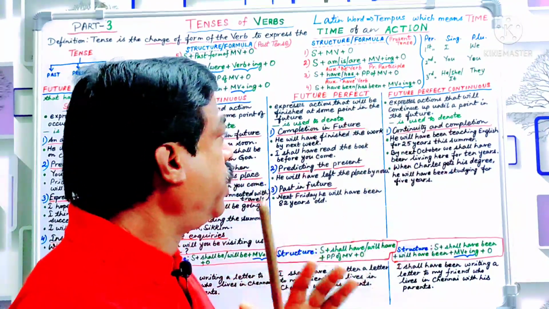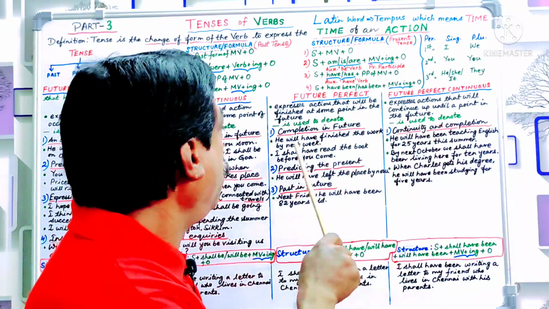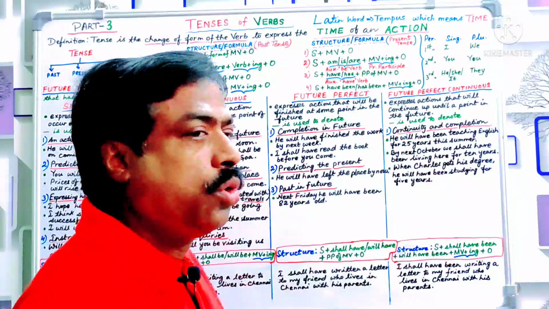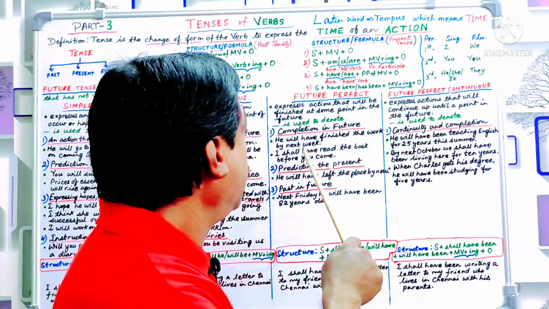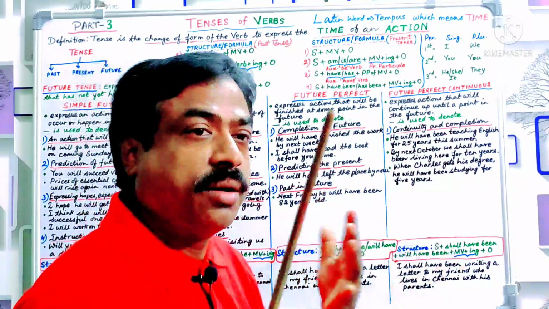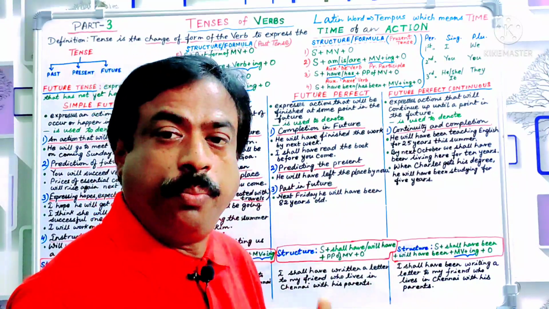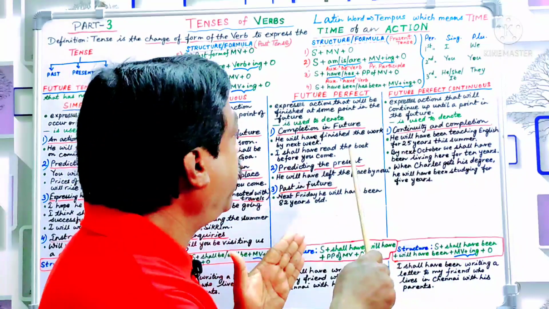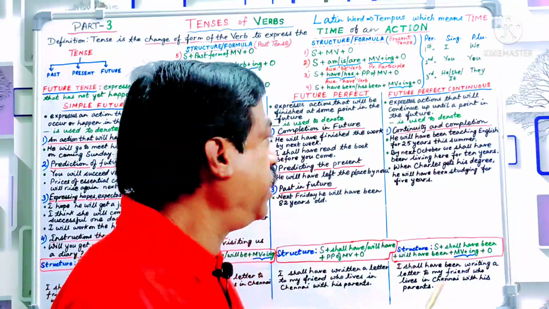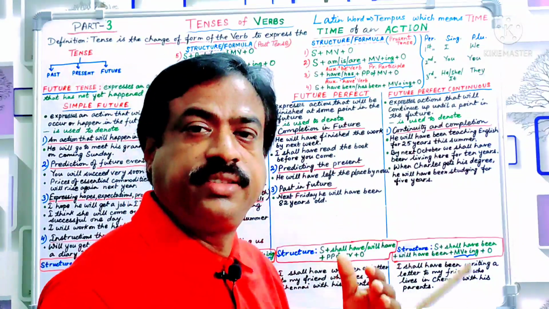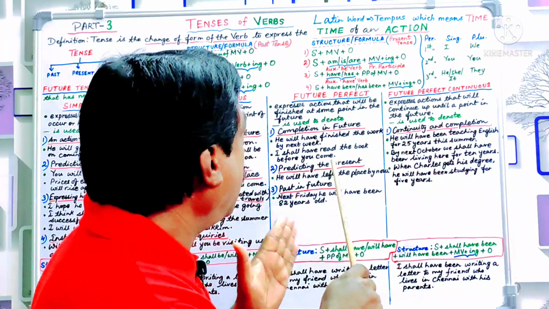There are two good examples which I've written on the board. You can just follow it. He will have finished the work by next week. So the work is going to be finished by next week. So it's a completion in future. I shall have read the book before you come. So before you come, I shall have read the book. That means the book will be fully read by me. That means the completion is happening here. So these are the two examples here.